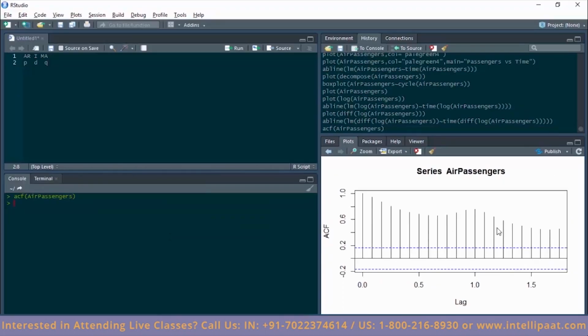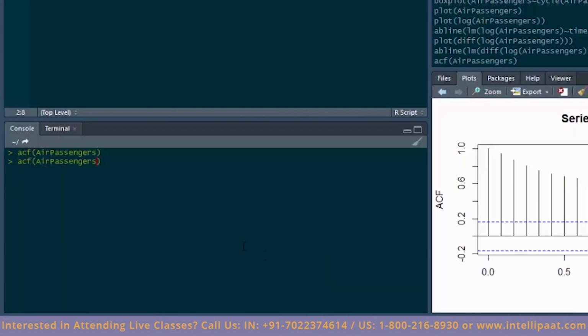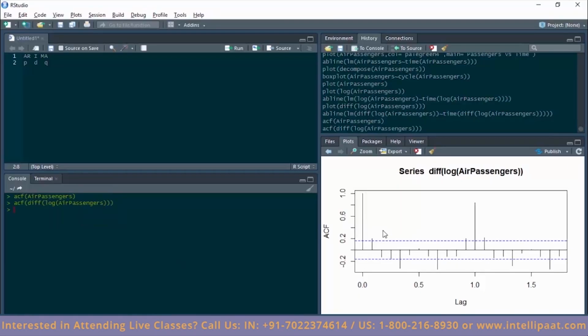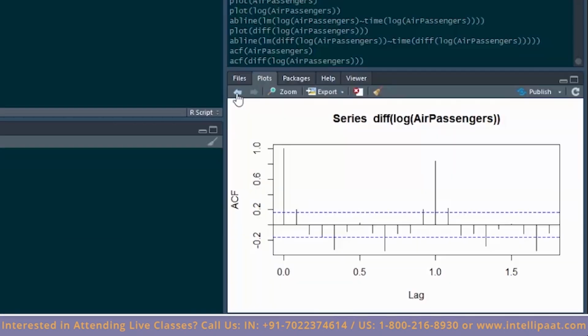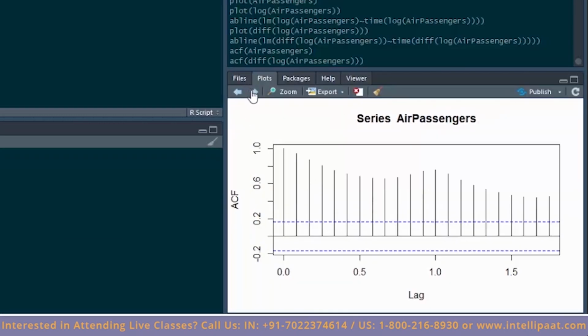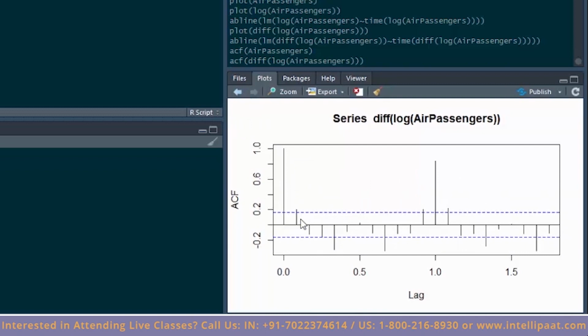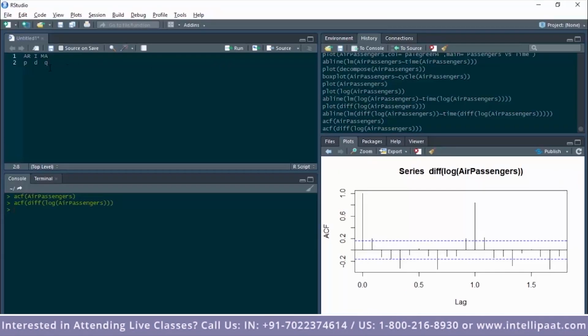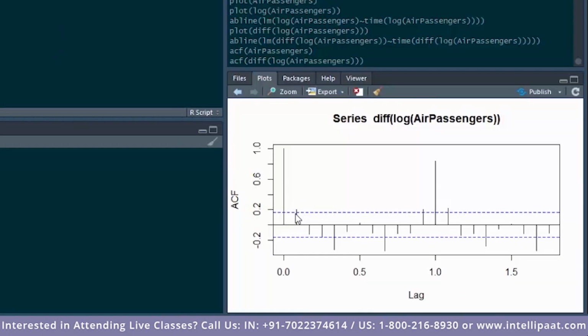So guys, actually keep this graph in mind. Now what I'll do is, inside ACF, I'll give in the modified plot, which would be diff of log of air passengers, right? So this is the modified ACF graph. Over here we see that there are no inverted lines, and over here we see that there are some inverted lines. Now to get the Q value, it will be that line which comes just before the first inverted line. I am repeating it, guys. The Q would be that line which comes just before the first inverted line.